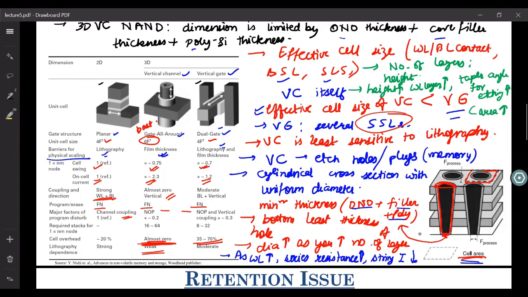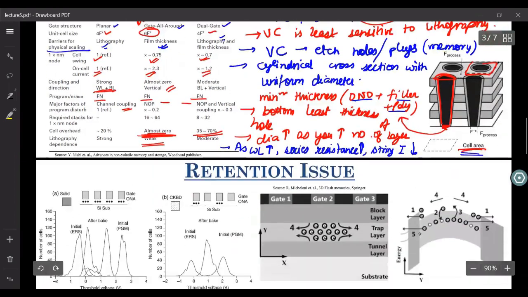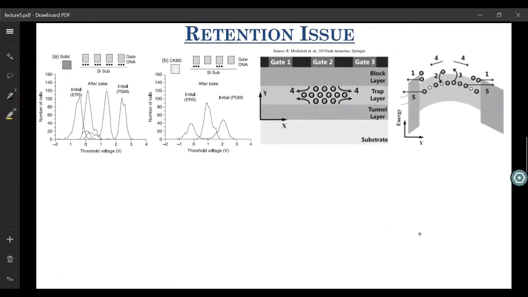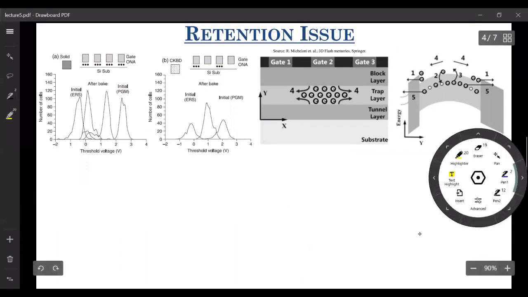Okay, now with this information, let me also talk about the retention issue of 3D NAND flash. Let me tell you that it is worse as compared to your 2D charge trap or 2D floating gate cells. So let me talk about the different mechanisms which may lead to loss of these charges. It is shown in this figure on your right.